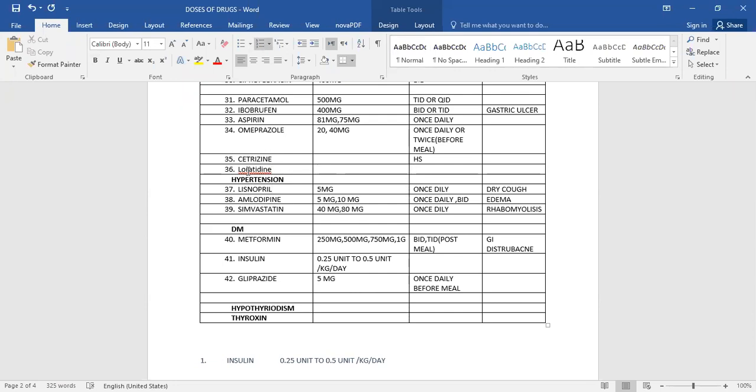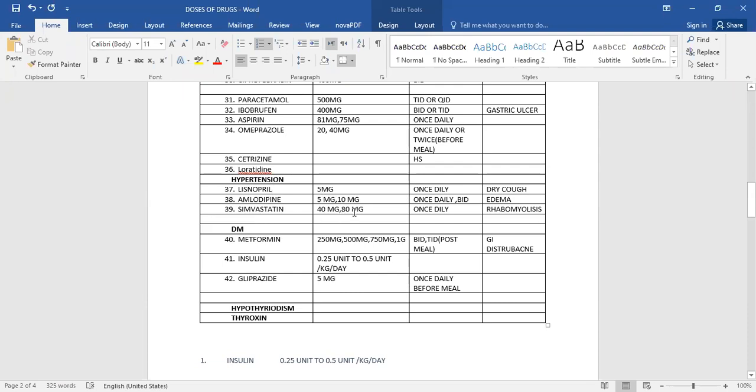Okay, now we go to hypertension. Lisinopril, an ACE inhibitor, 5 milligram once daily. Common side effect for ACE inhibitor is dry cough. Amlodipine 5 milligram, 10 milligram once daily or BID. The common side effect is edema. Whenever you are prescribing the medication, you need to also explain these common side effects, or the side effects you can expect from the patient.